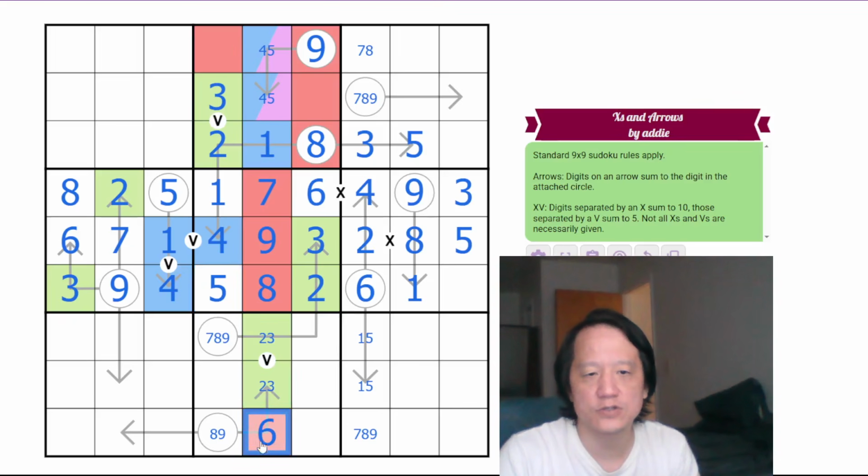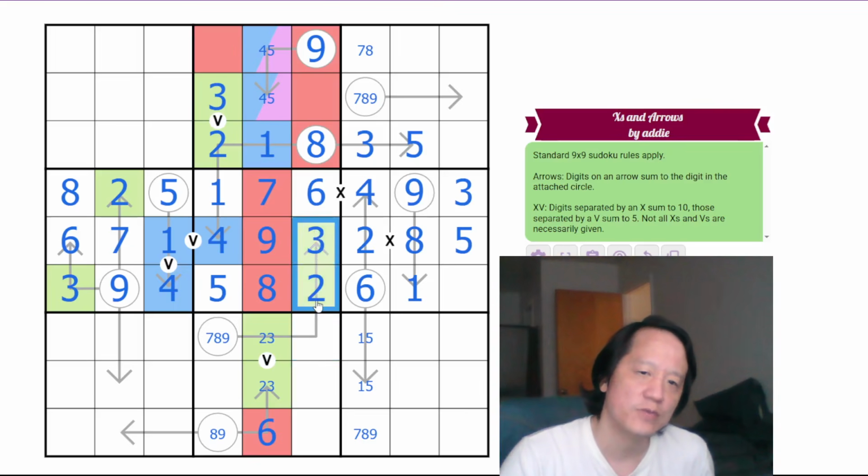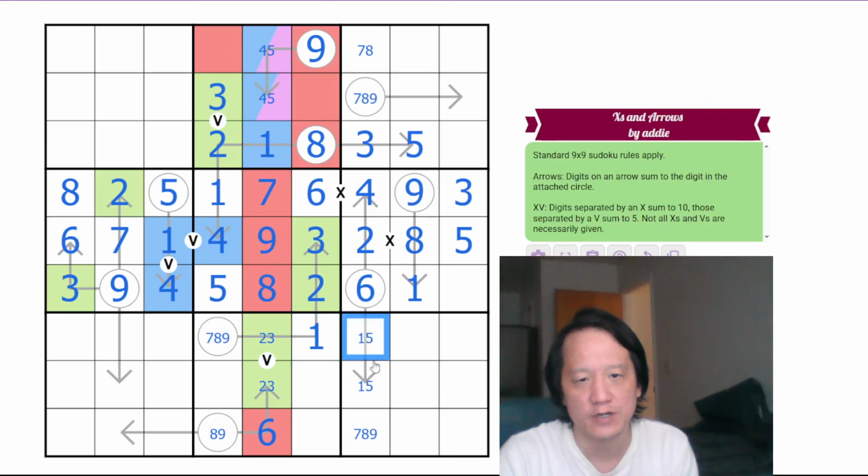So 6 and 2 add up to 8. 6 and 3 add up to 9. These add up to 5. Obviously, this can't be 2 or 3 because of 2 or 3 in the column. So can this ever be greater than 1? If it is, that's 4, 2, 3, which is already 9, plus another 2 adds up to 11. So the answer is no. So this must be 1, which makes that 5, which makes that 1.